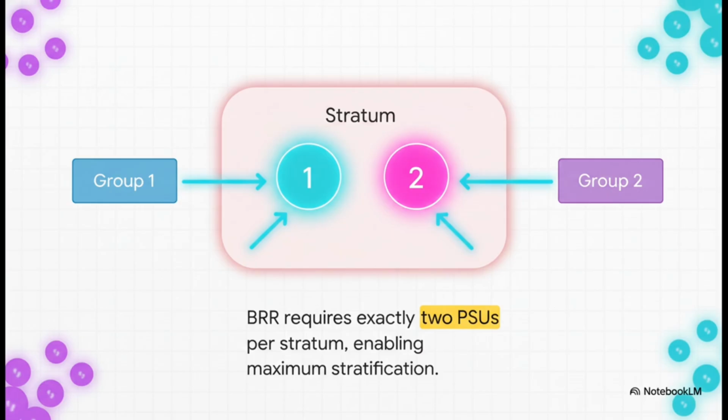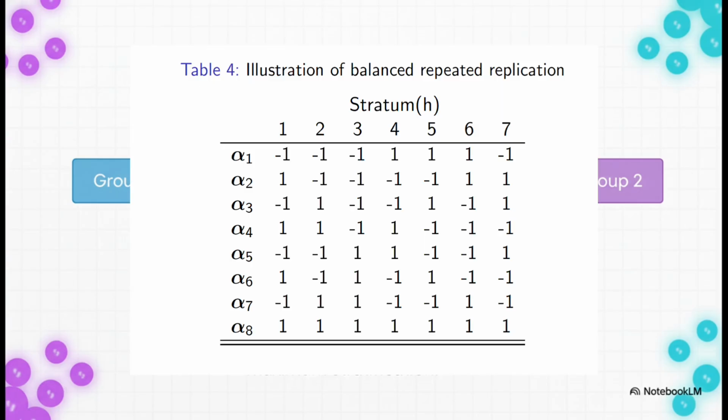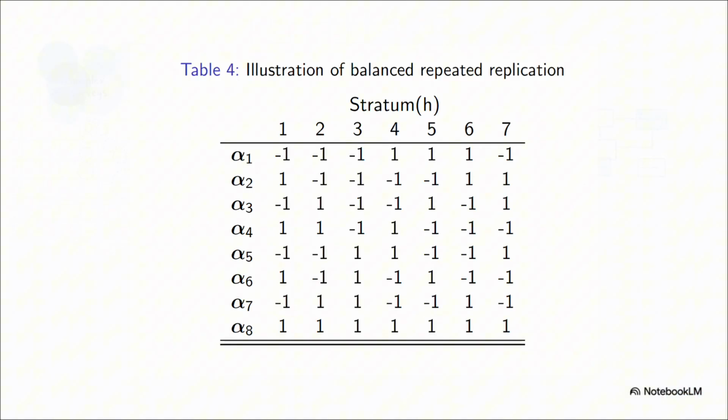So, to run BRR, we randomly select one of the observations in each stratum for Group 1, and we just assign the other one to Group 2. This creates what we call our half samples. Now, what's really interesting about this is how we actually choose those half samples. If you have, say, H strata, you mathematically have 2 to the power of H possible half samples. For a big survey, that is way too many to compute. So instead, we use a balanced sample of those possibilities.